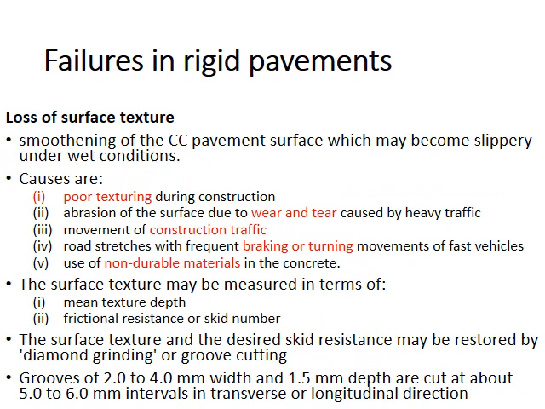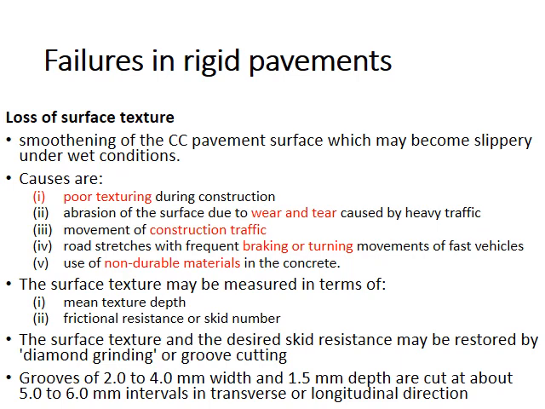Next is the loss of surface texture, that is, smoothing of the cement concrete pavement surface, which becomes slippery under certain wet conditions. The pavement structure should have a certain amount of friction for safe movement of traffic. If it does not have any friction, then during wet conditions it is very risky to travel over that pavement. One cause of loss of texture is that enough texturing was not done during construction, whereas the pavement surface was made very smooth, which is a faulty construction procedure.